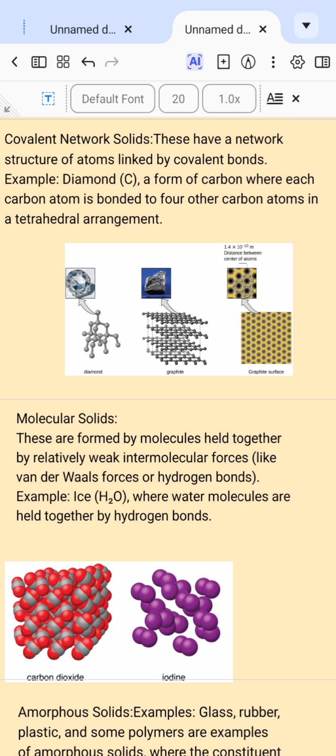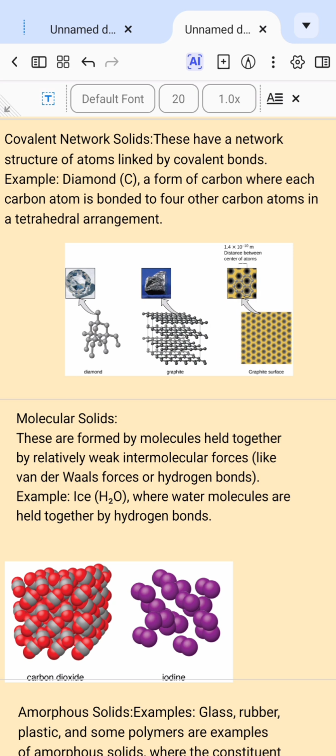So carbon reacting with carbon is covalent bonding, and in this case there's sharing of electrons between the atoms to form a well-arranged pattern. Another example is graphite and silicon dioxide. All these are examples of covalent network solids.